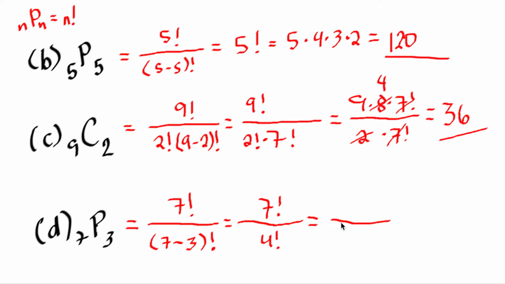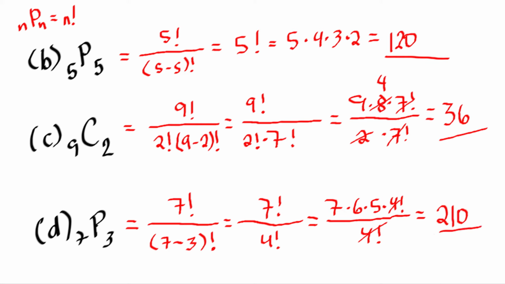Let's extend this by the definition of factorials. So what we have is 7 times 6 times 5 times 4. Let's end there because we will cancel that with the one below. Cancel this. And then let's compute this. 7 times 6 times 5. Maybe we can start with 6 times 5 is 30. 30 times 7 is 210. And that's our answer for letter D.